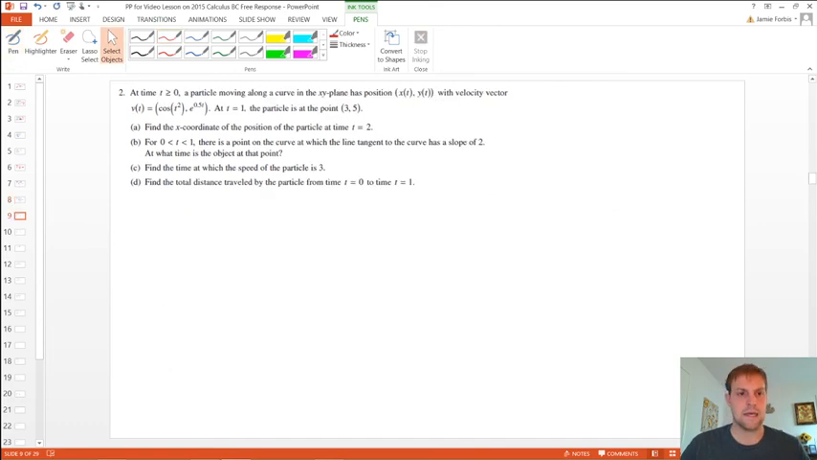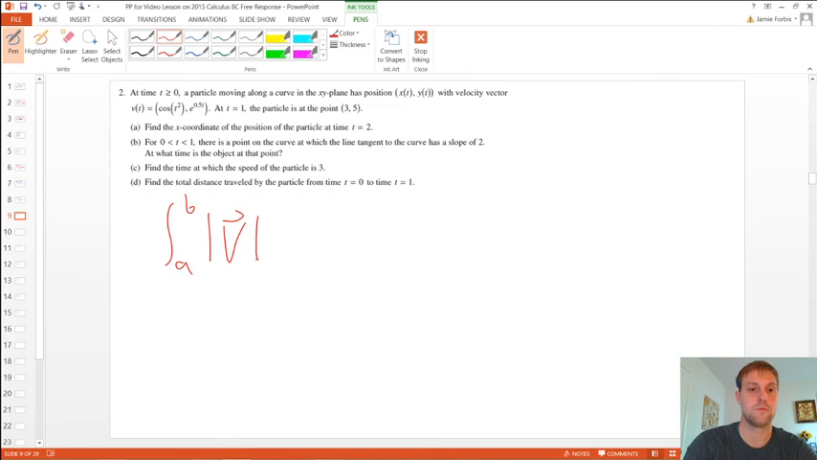And then lastly, D says find the total distance traveled by the particle from 0 to 1. Again, that's just a formula. We know that total distance is equivalent to the integral from a to b of my magnitude, dt. That's all it is. So we already know what this is equivalent to. We found that, we set it up in C. So all we have to do is the integral from 0 to 1 of what I wrote in part C.